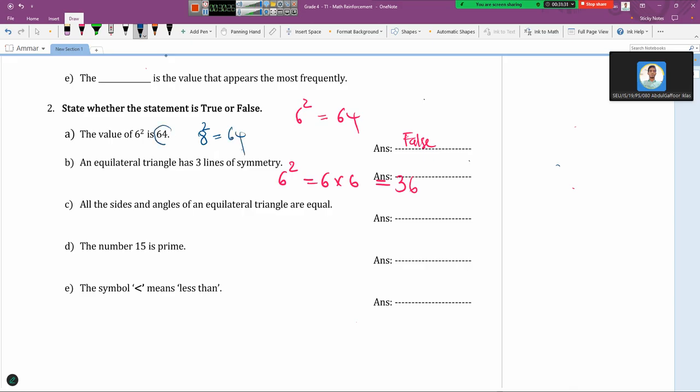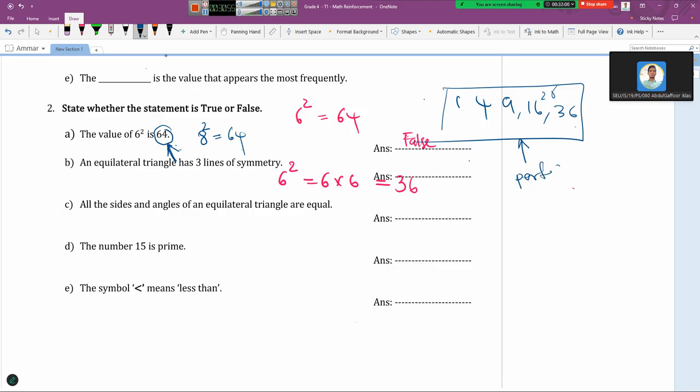So how do you call these numbers? 1, 4, 9, 16, 25 in between, 36. How do you call these numbers? We call these numbers perfect square numbers, right? Perfect square numbers.